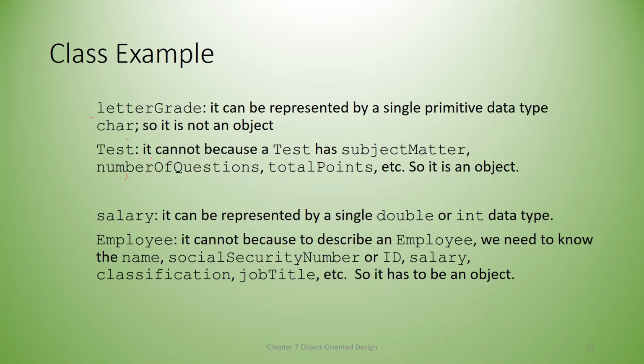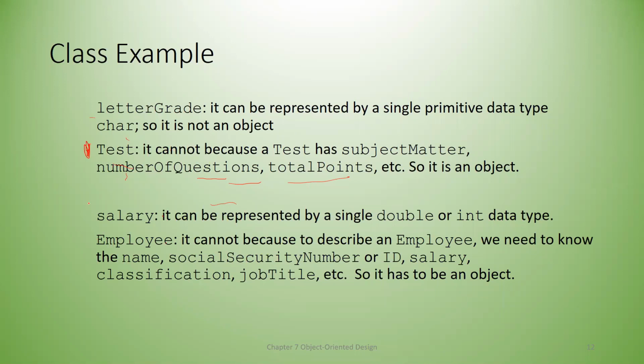But if you think about a test, it's very complex. Why? Because a test has the subject matter, what it is based on. It has the number of questions, total points, the type of questions. No, type of questions belongs to question. So for test, you cannot use a string to represent it. You cannot use a double. You cannot use an int, etc. So it must be an object.